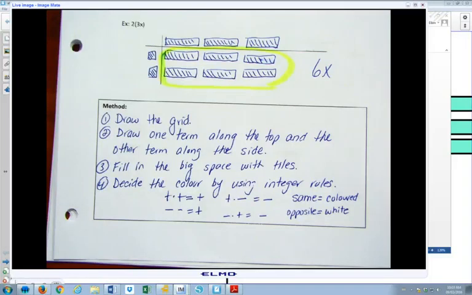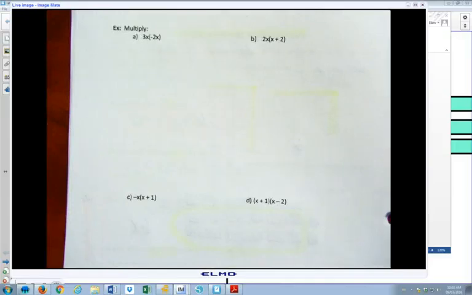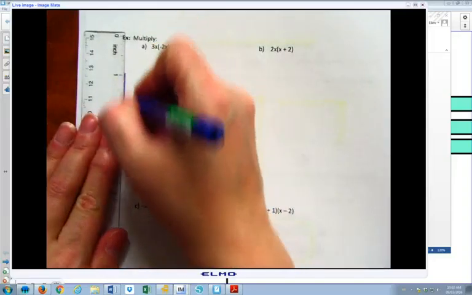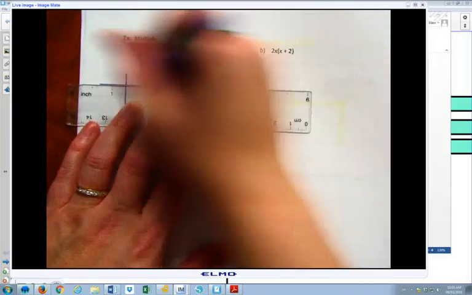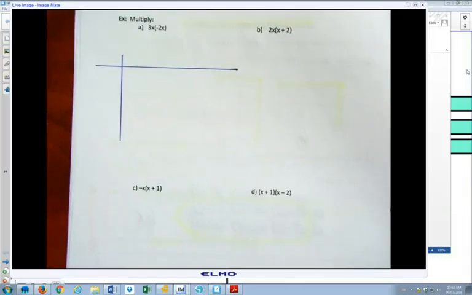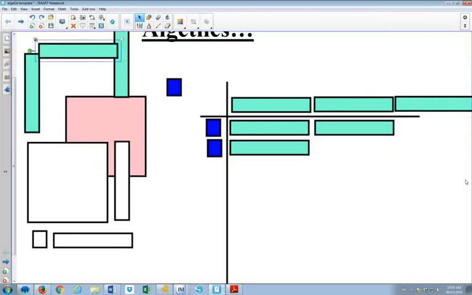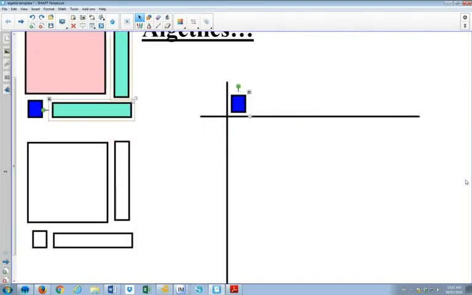Questions so far? So all we're doing is just filling an area. 3x times negative 2x. Step number 1, draw the grid. If you don't have a ruler, use the side of your calculator, a pencil, or a piece of paper, but don't give me nasty, snarly, jaggly lines. Let's put the first term along the top, so that's going to be our 3x.